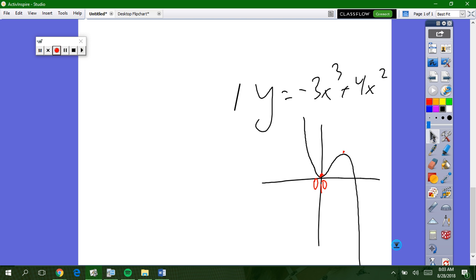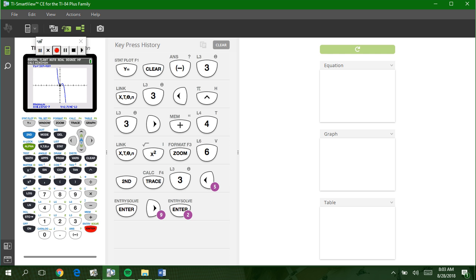Everybody understand what I'm trying to do? Okay, so then I come back over to my calculator. I'm going to find the high point. That's going to be a maximum, isn't it? So I do the same thing. I'm going to hit second, trace, which gives me a calculate button. Use this a lot. If we look down at the fourth one, it says maximum.